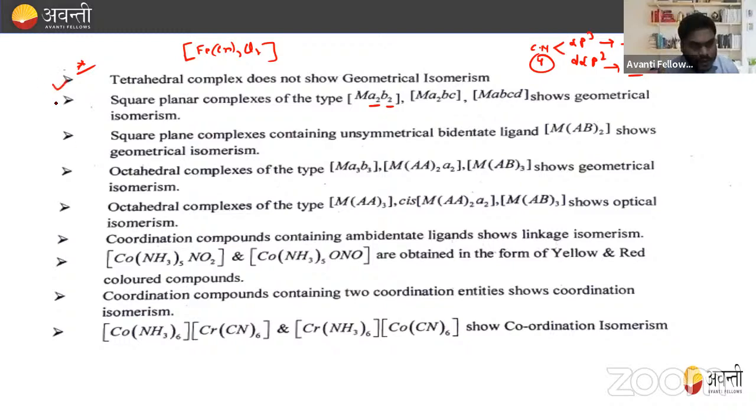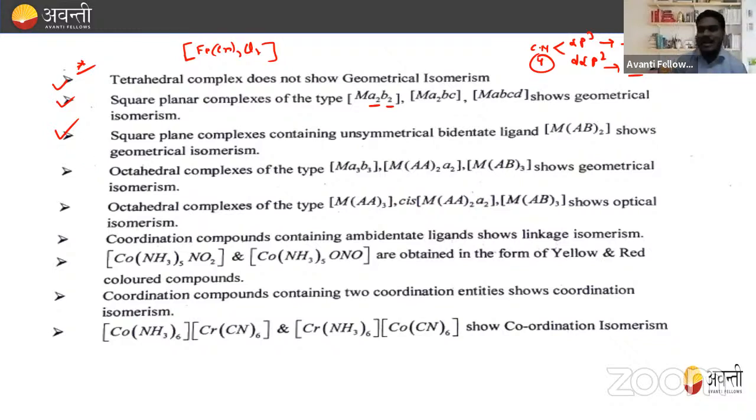Now, one more important thing, beta: square planar complexes containing unsymmetrical bidentate ligand, that is M(AB)2, show geometrical isomerism. This point is also very important.